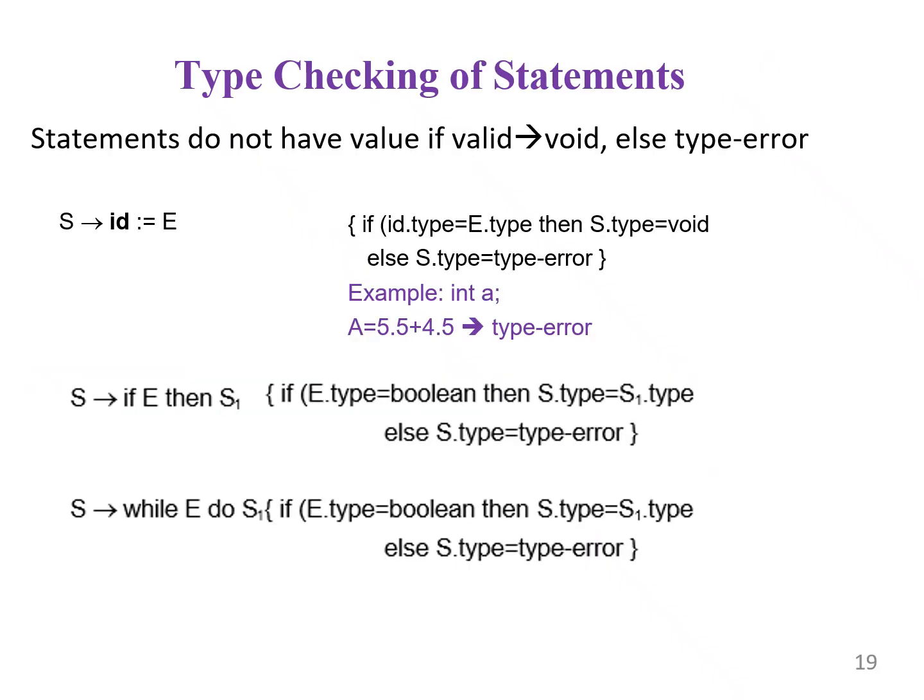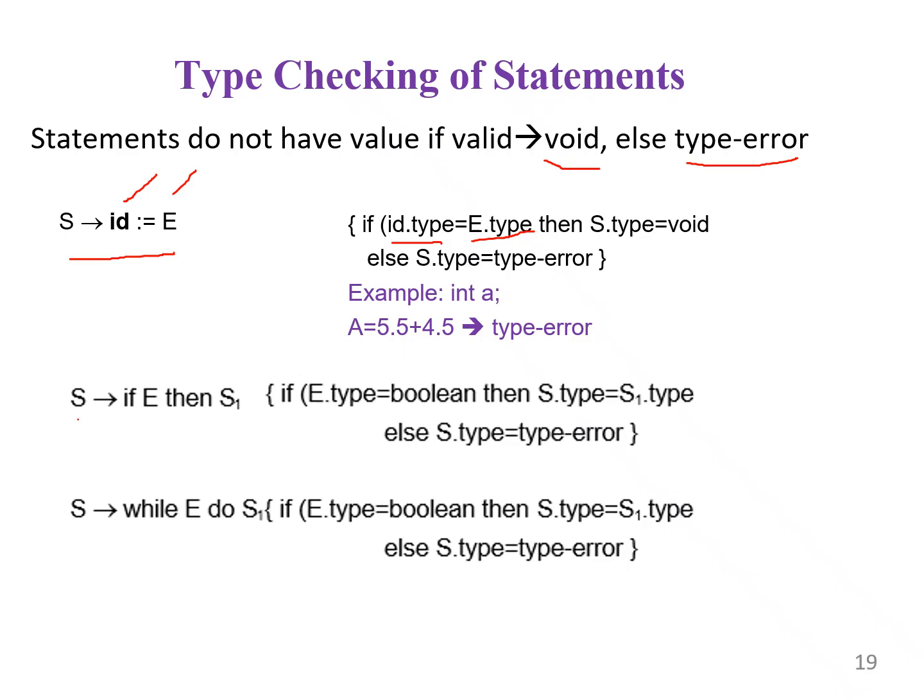The next concept is type checking of statements, which means that if certain conditions are true, the output is void, else it will show a type error. For example, you have a set of statements, that is S tends to id is equal to E. Here, if id.type is equal to E.type, then S.type will be void, else it will throw an error. If both the types are equal, then the S.type answer will be void, else it will throw an error.